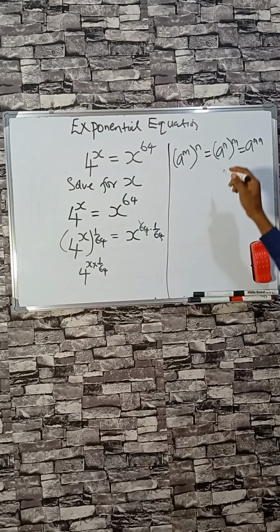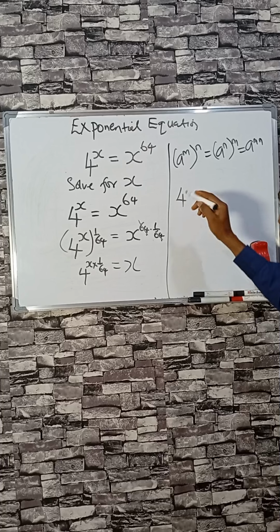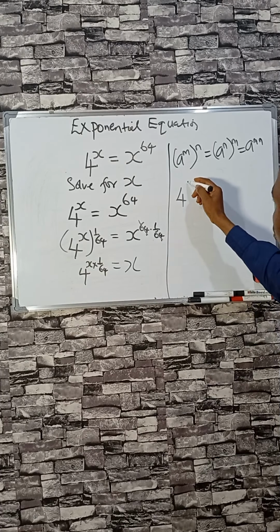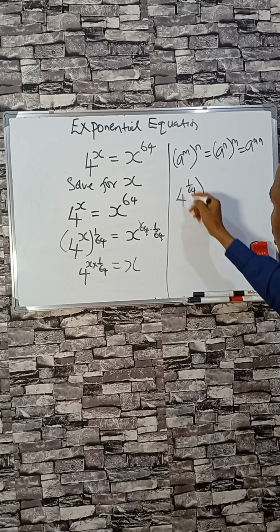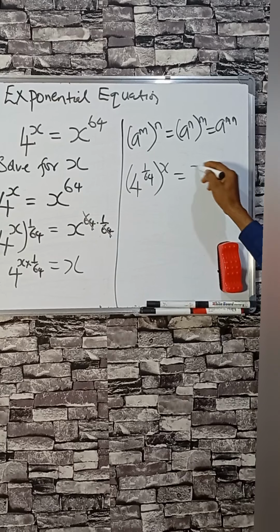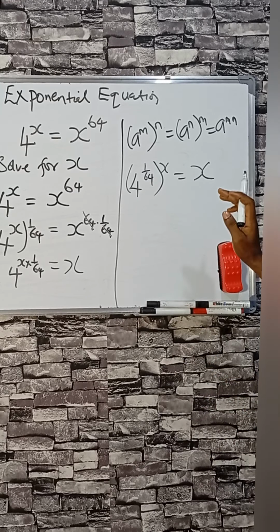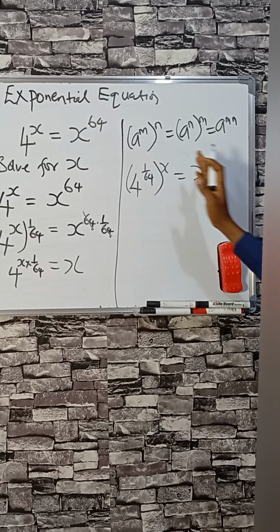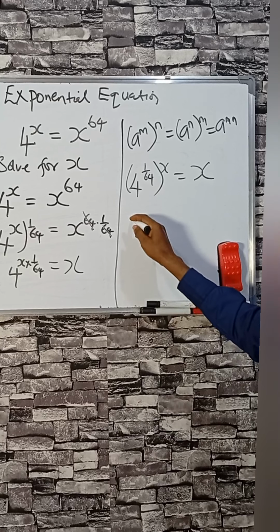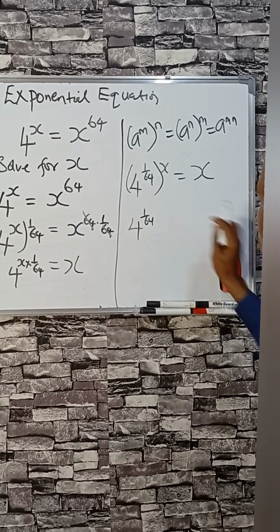You come back to this place. This is equal to x. Now I'll take x outside and put 1 over 64 in, and this will be equal to x. We are there now. Now if I decide to multiply the powers again, on the left hand side and the right hand side, by 1 over x, that will be 4 raised to the power of 1 over 64.